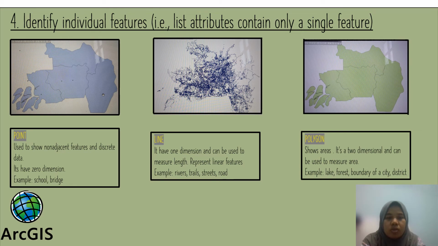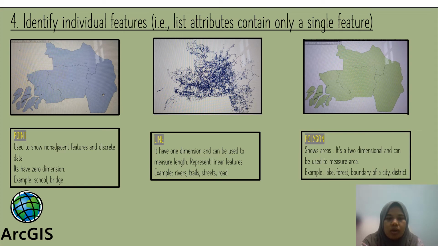Okay, for the next question, identify individual features and list attribute contain only single features. For the first one, we have point. Point data most commonly used to show non-adjacent features and discrete data. Therefore, we can measure neither length or area with this dataset. And point have zero dimension. So the example for point is school or bridge.